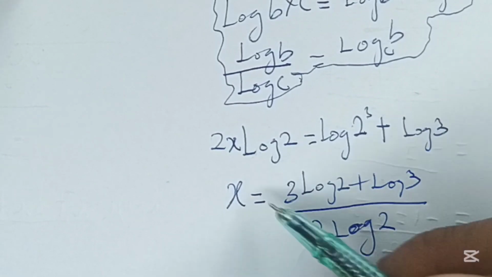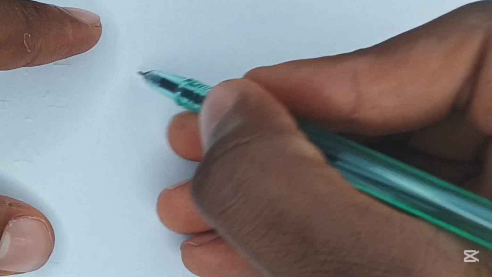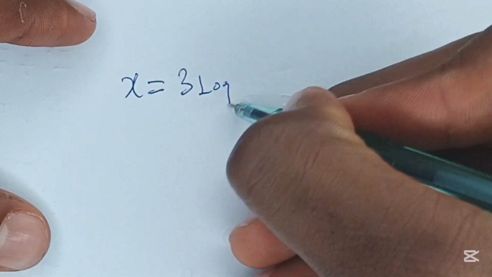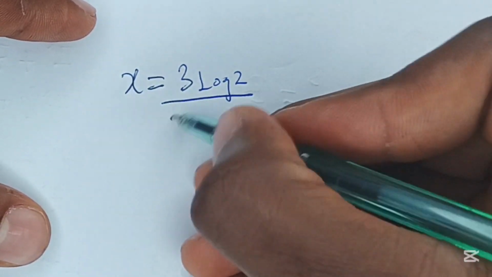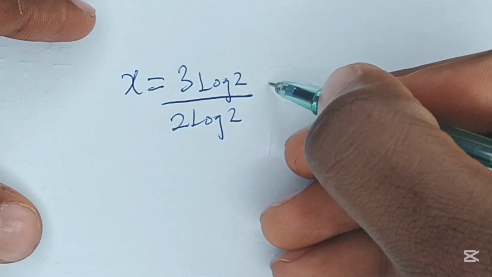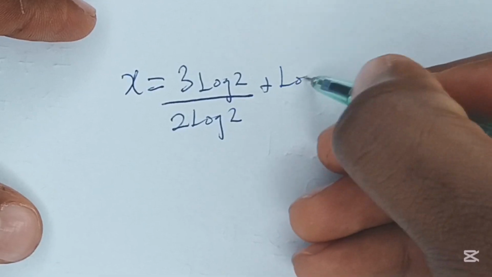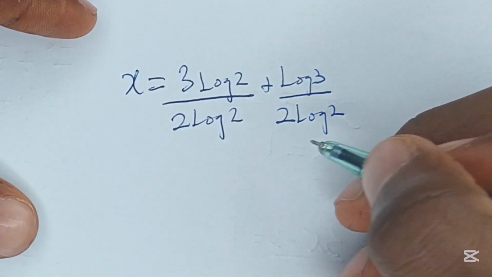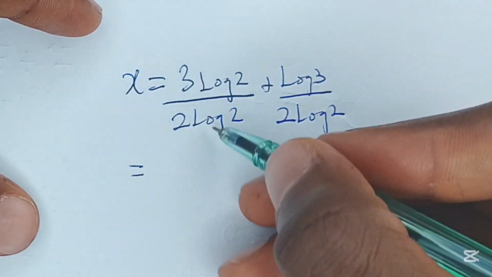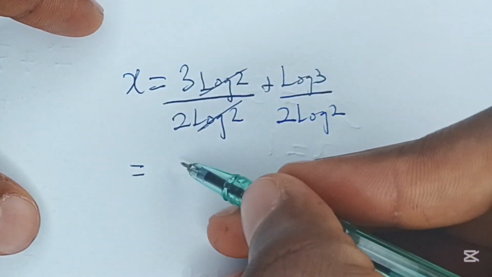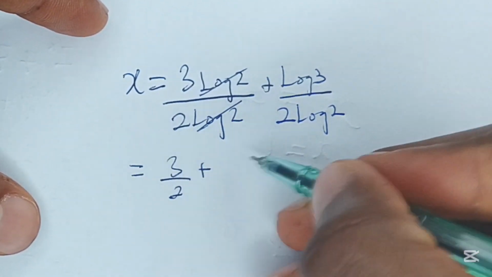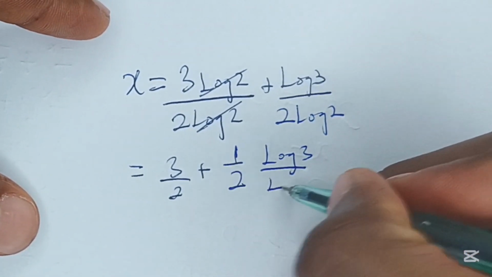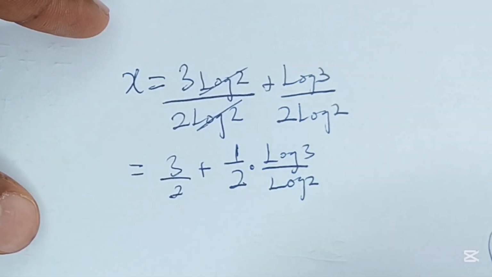Okay, now splitting this equation, we have x is equal to 3 times logarithm of 2 all over 2 times logarithm of 2 plus logarithm of 3 divided by 2 times logarithm of 2. X is now equal to logarithm of 2 over logarithm of 2, so that we're left with 3 over 2 plus half times logarithm of 3 over logarithm of 2.